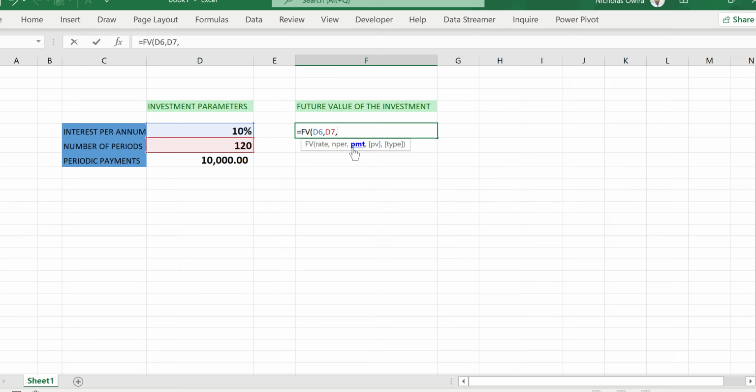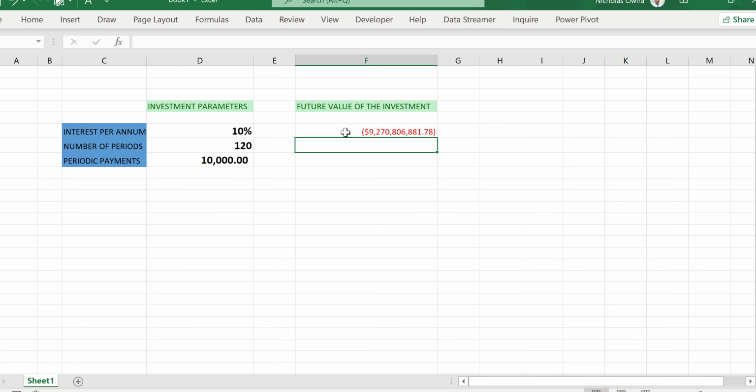The payment amount per term, with the periodic payments, has to remain constant. Again, we click into that cell, then we just close the bracket. That is our formula, our function. It is a future value of an annuity, and it contains three compulsory arguments. The first argument is the interest rate, which is this one. The second argument is the number of periods, which is this one. And the last argument is the periodic payments, which is this one. Then after that, you just press enter.